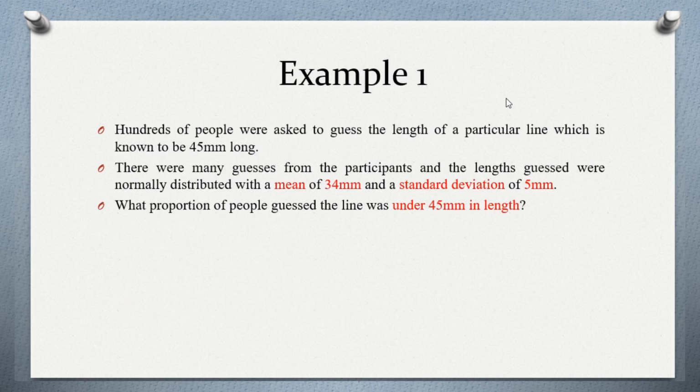Okay, so let's look at example 1. Hundreds of people were asked to guess the length of a particular line which is known to be 45 mm long. There were many guesses from the participants and the lengths guessed were normally distributed with a mean of 34 mm and standard deviation of 5. When you see mean and standard deviation, you know it's normal distribution. What proportion was under 45 mm in length? Proportion tells you your answer must be in percentage.